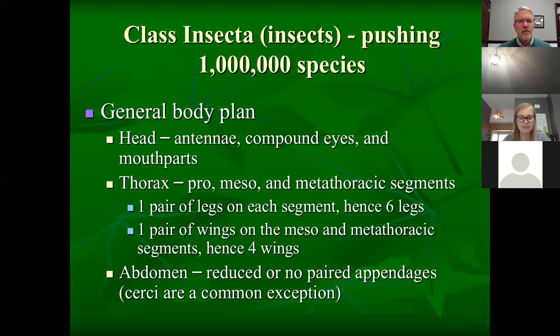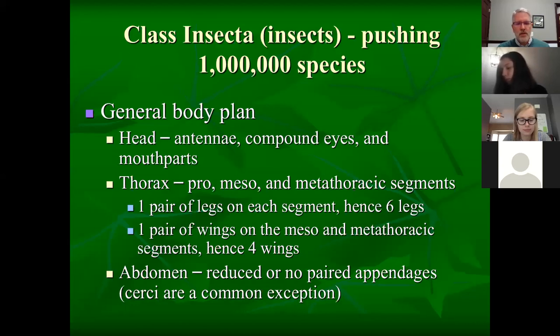species. The general body plan, as you know, is the head, thorax, and abdomen. The head's got antennae, compound eyes, mouth parts. And then the thorax, remember, has pro, meso, metathoracic segments and a pair of legs on each segment, hence 6 legs. And 1 pair of wings on the meso and metathoracic segments, hence 4 wings. Abdomen reduced or no paired appendages.